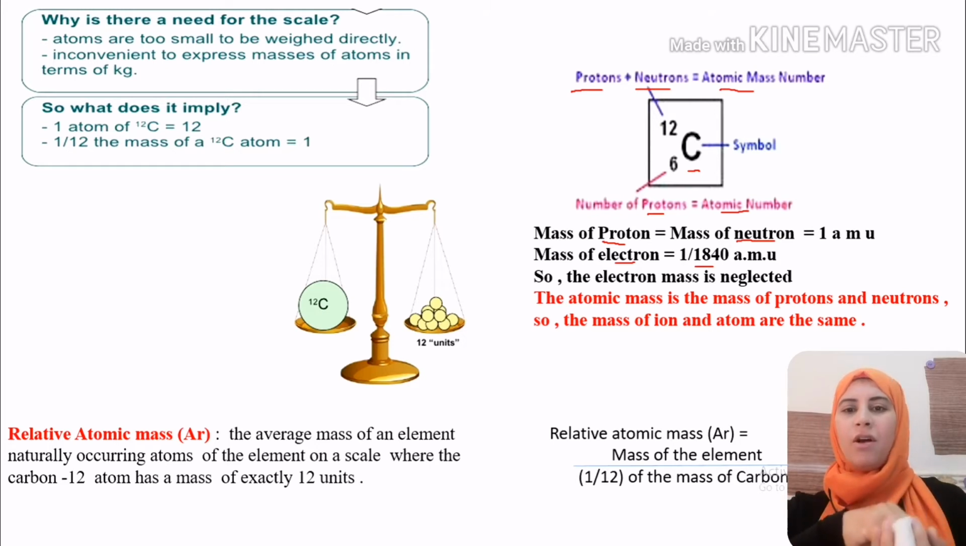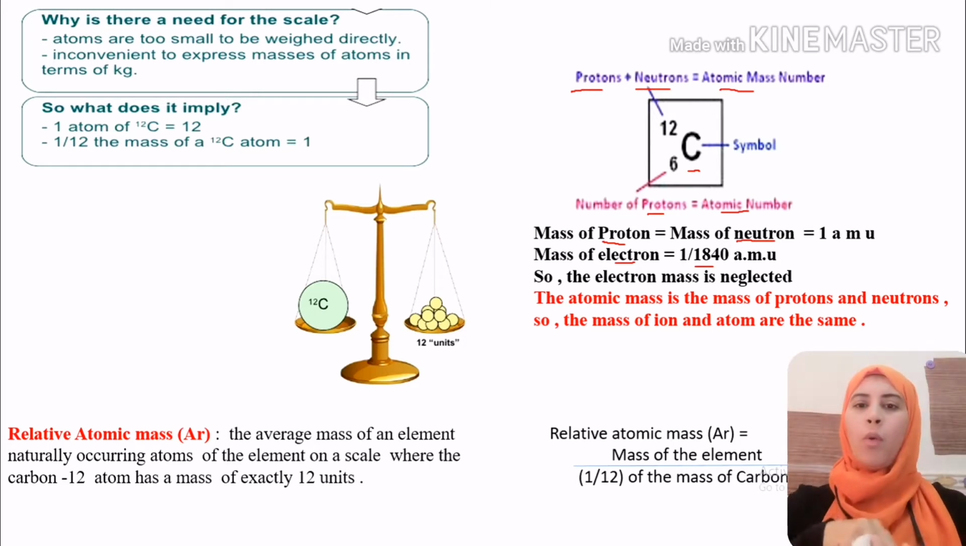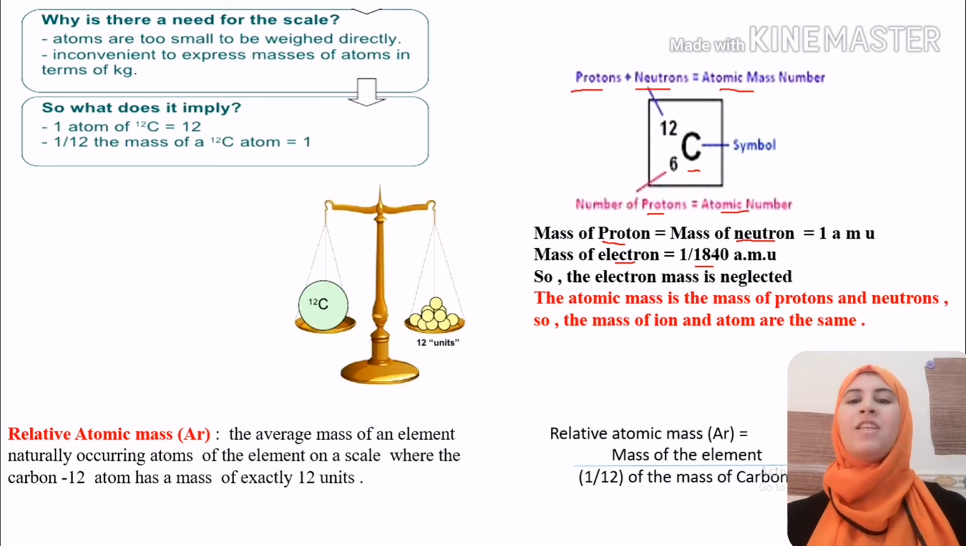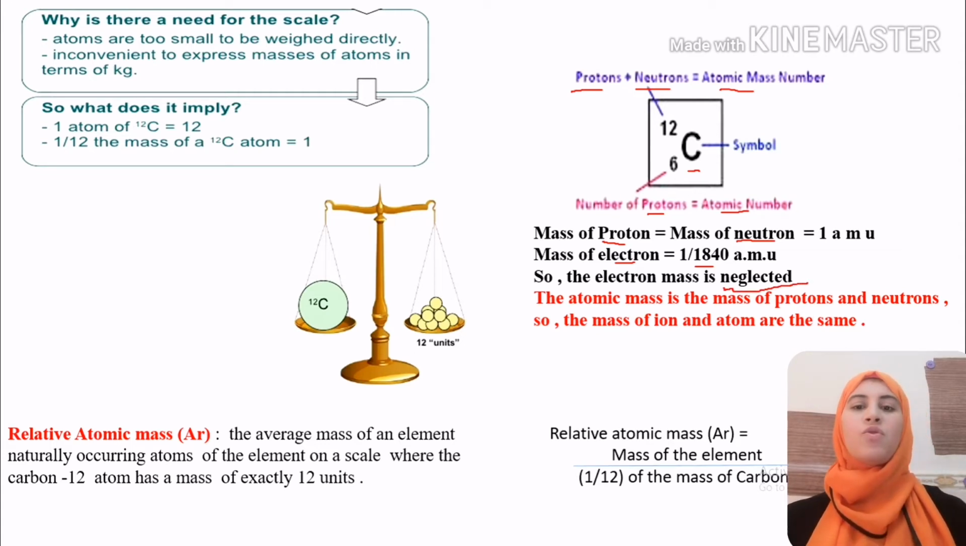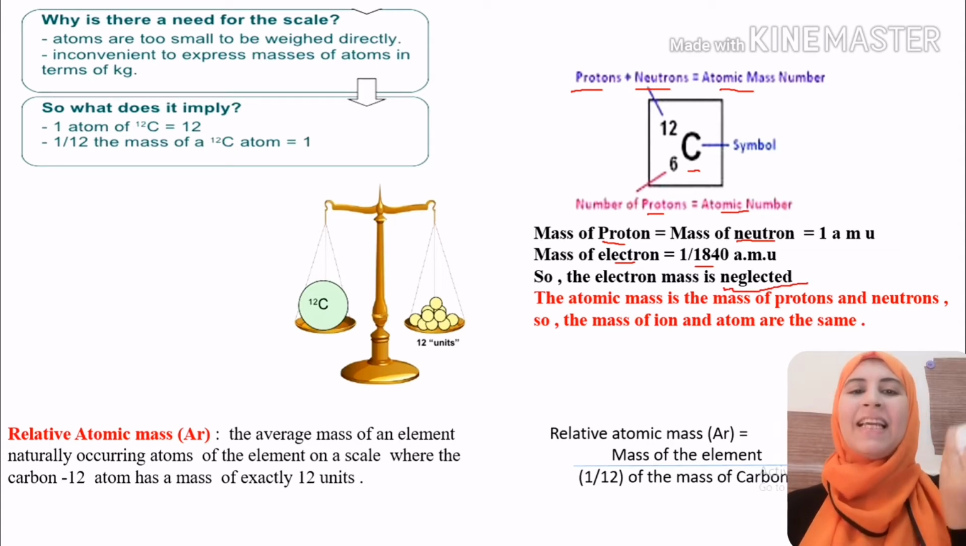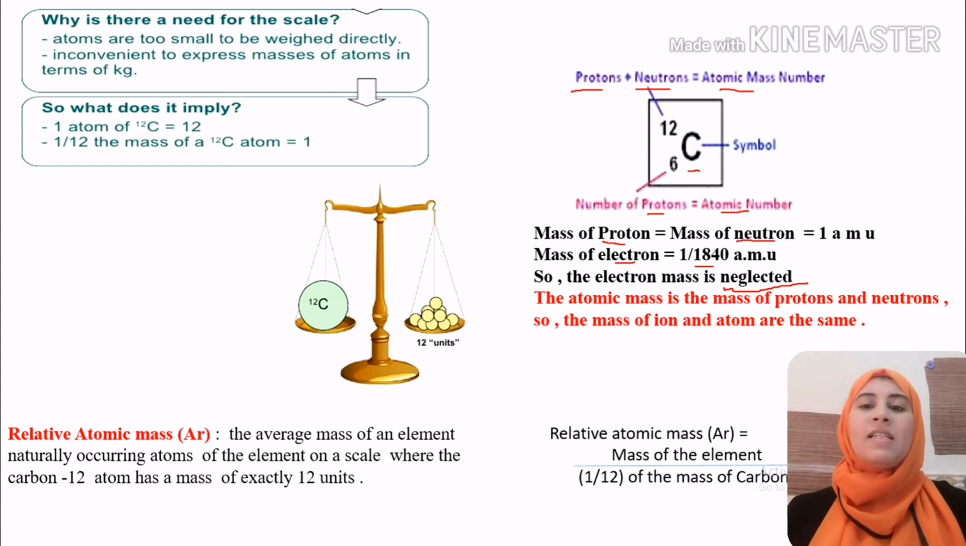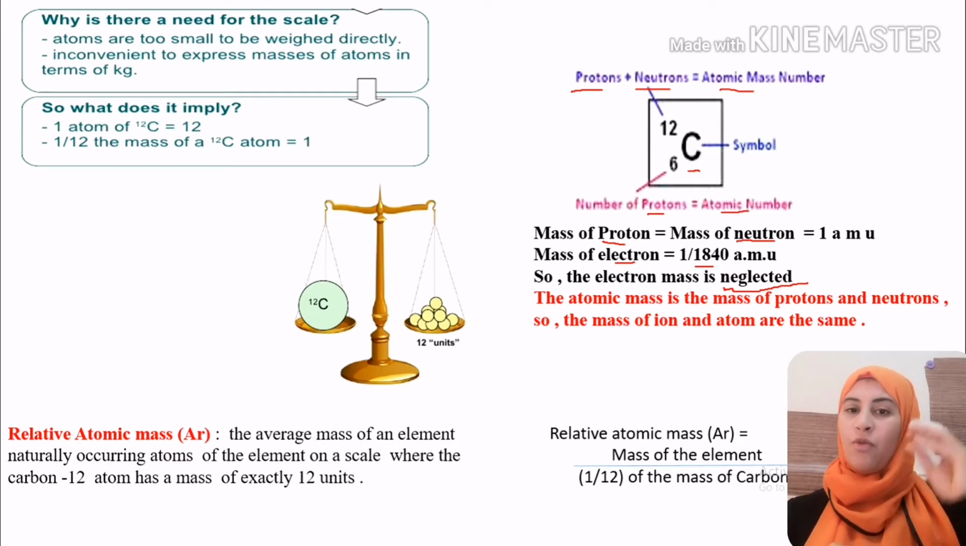So when we start to calculate the mass of an electron, we can say we have one orange and we start to distribute our orange between 1840 persons. It is impossible. Each one will take nothing. So we can neglect the mass of electrons. The mass of electron is neglected. The atomic mass is the mass of protons and neutrons mainly.